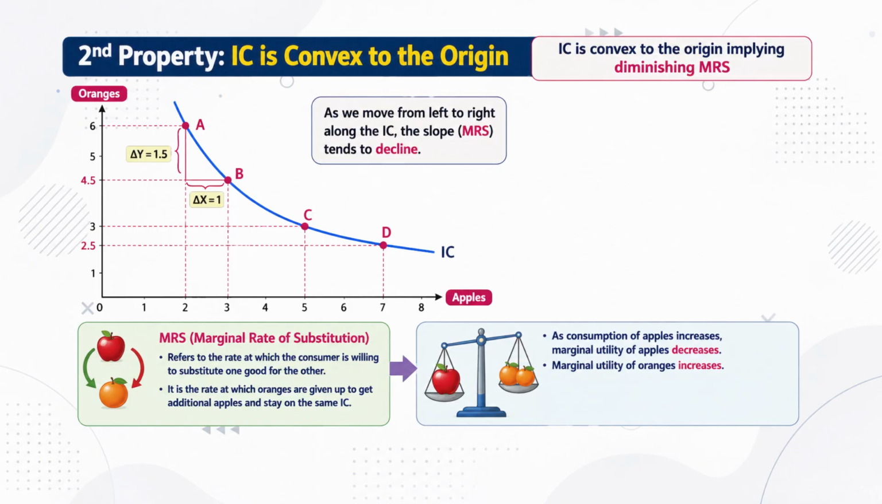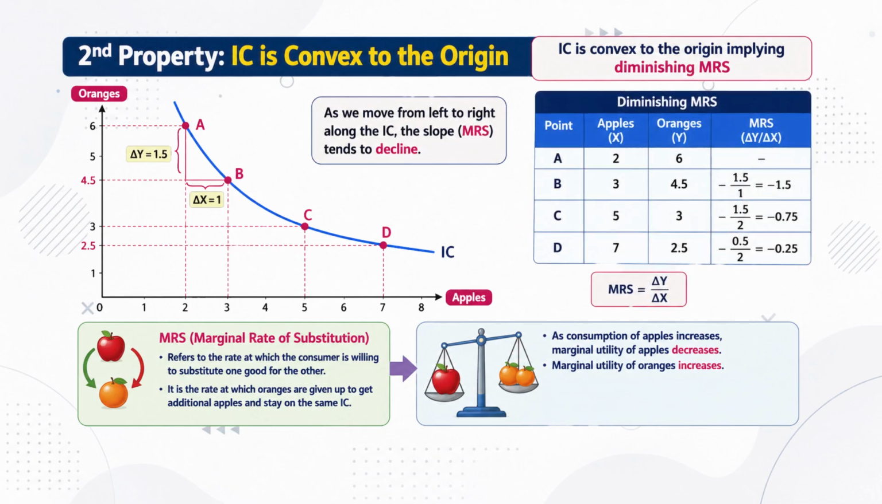Let us understand this using apples and oranges. As the consumer moves from left to right along the indifference curve, the consumption of apples increases, while the consumption of oranges decreases. As the consumer gets more and more apples, the marginal utility of apples decreases. At the same time, as the consumer has fewer and fewer oranges, the marginal utility of oranges increases. Therefore, the consumer is willing to give up smaller and smaller quantities of oranges to get additional apples.